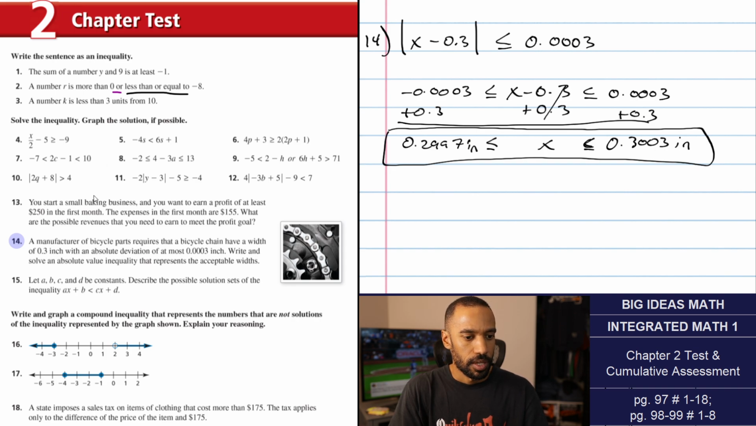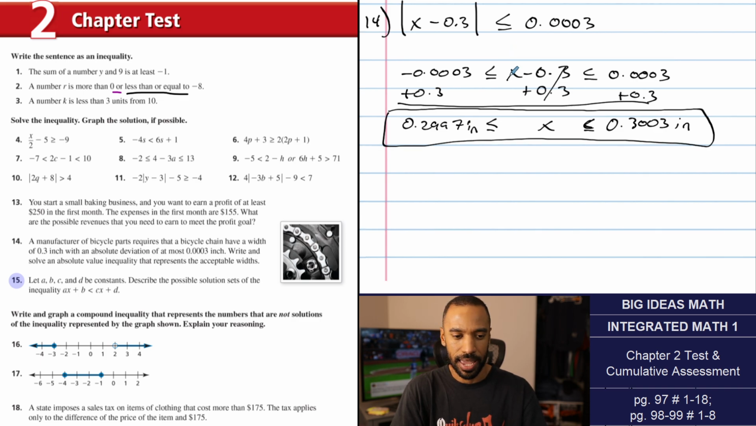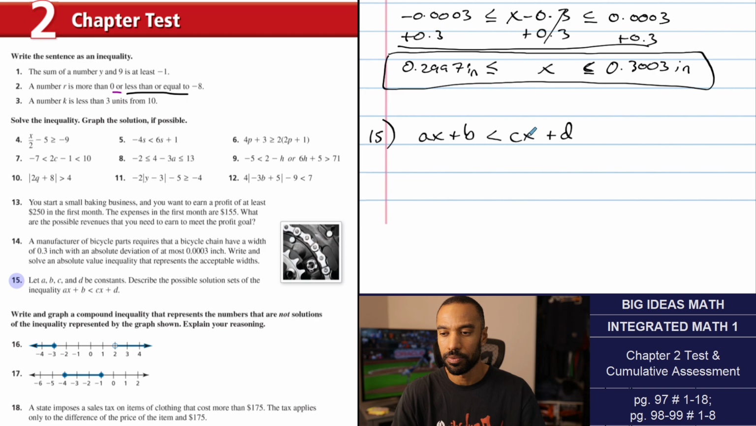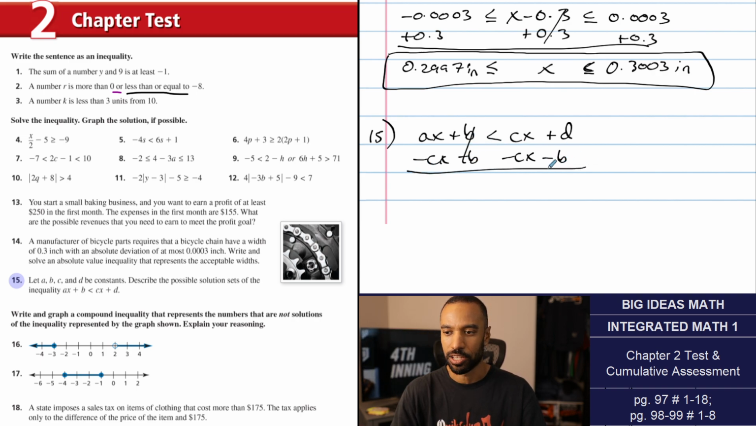Number 15. Let A, B, C, and D be constants. Describe the possible solution sets of the inequality AX plus B is less than CX plus D. So we have to solve for X, given this. We haven't seen one of these literal equation things in a while, probably not since, well, chapter 1, but section 1.5. This is where you want to get your X terms on one side of the equation. So I'm going to subtract CX from both sides. And I'm going to subtract B from both sides because B doesn't have any X term in it.